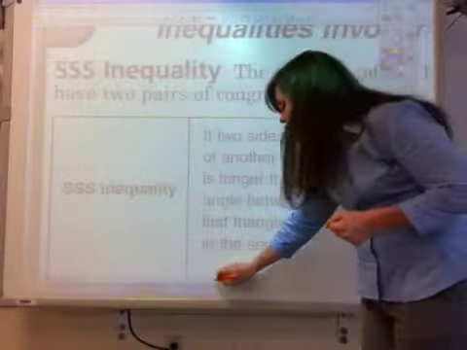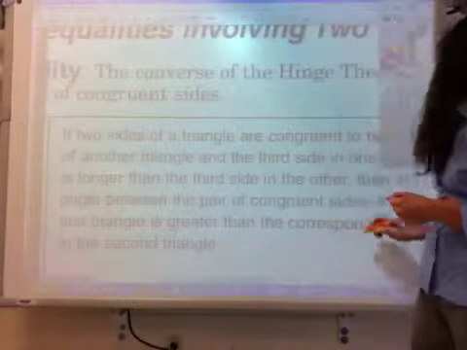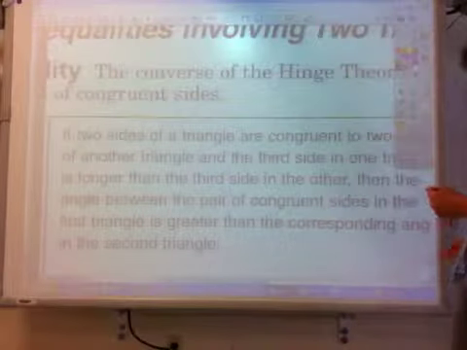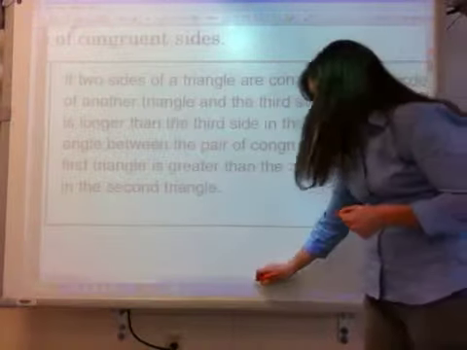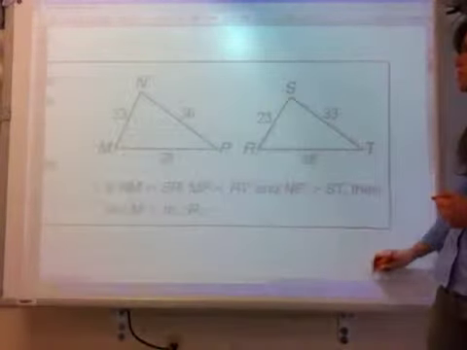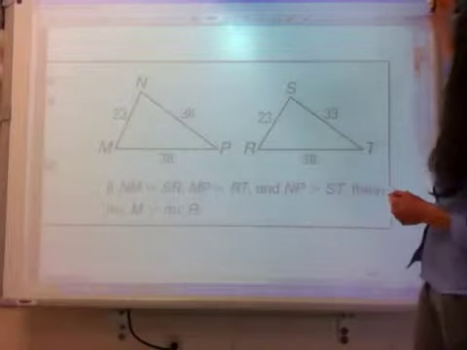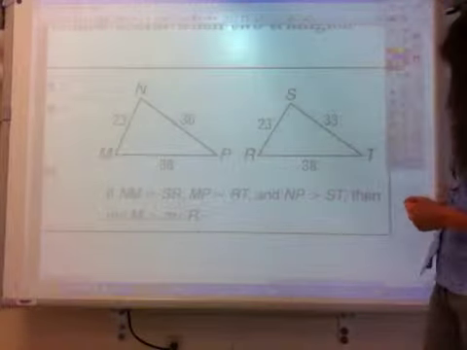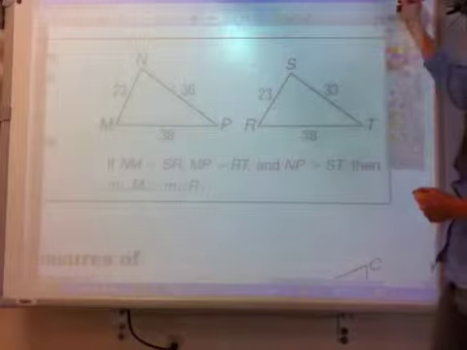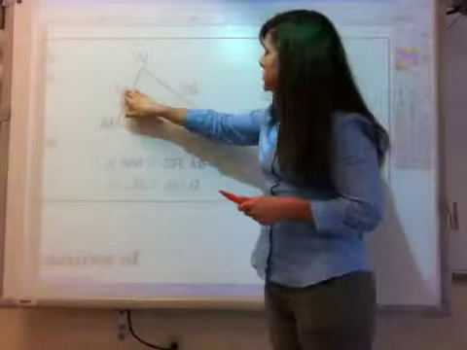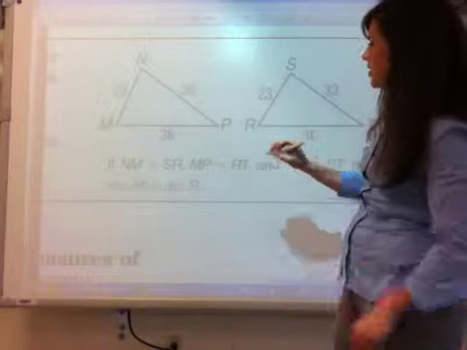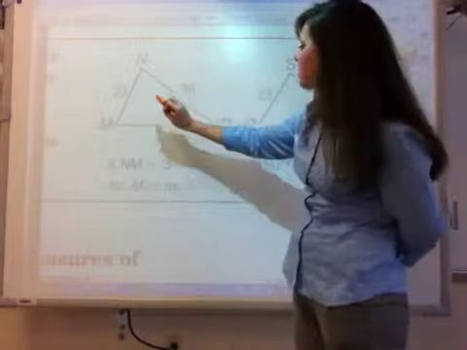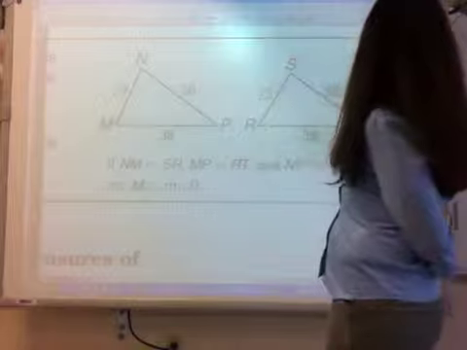And this is not really that much of a difference from what we learned on the front side. This is just like the hinge theorem, except for one little difference. Okay? I'm going to scroll over so we can look at this picture together. This is what the SSS inequality theorem says. If you have two sides of two different triangles that are congruent to each other, I pointed to the wrong ones there. Okay? So let's look at this.